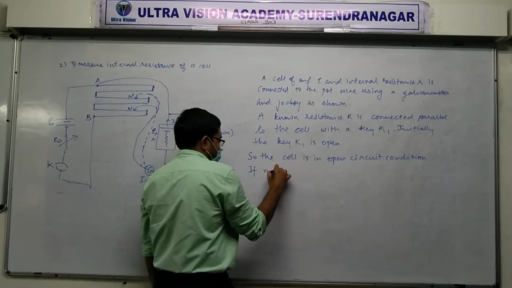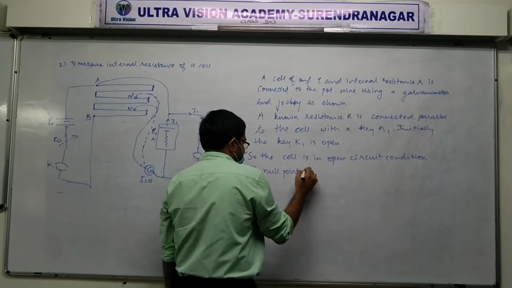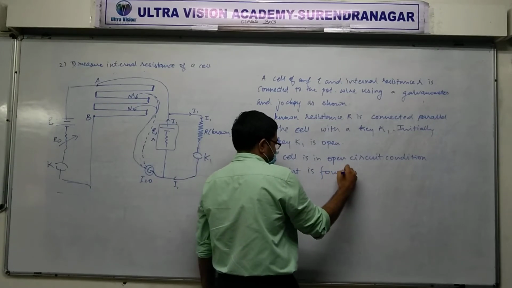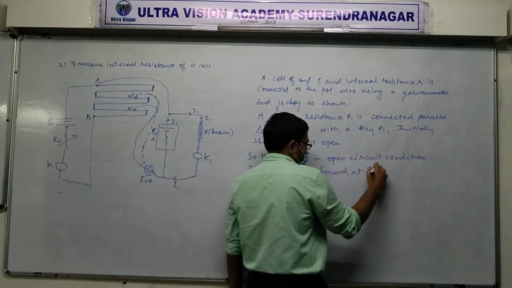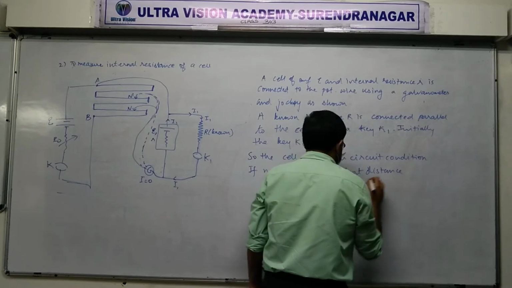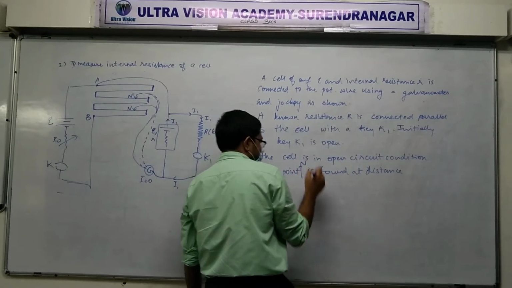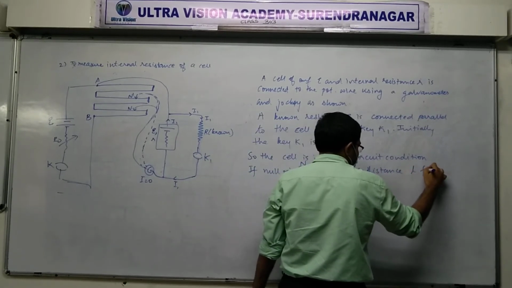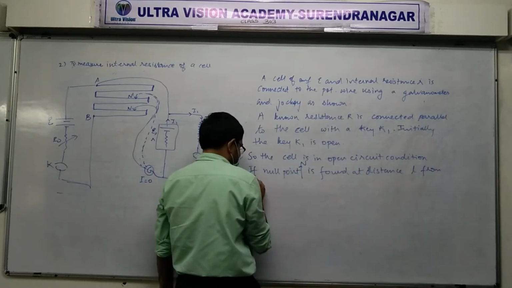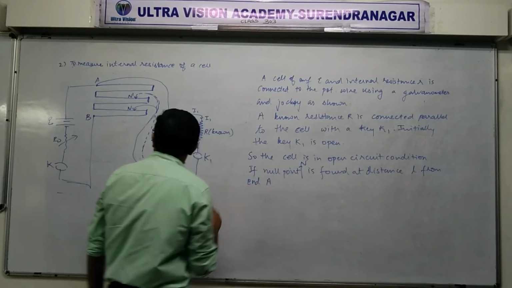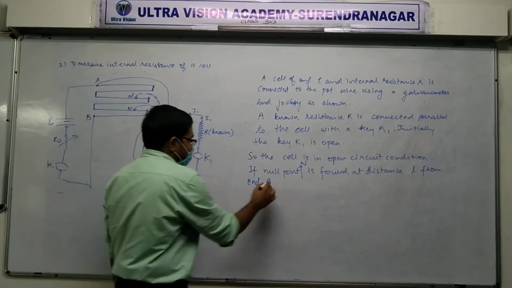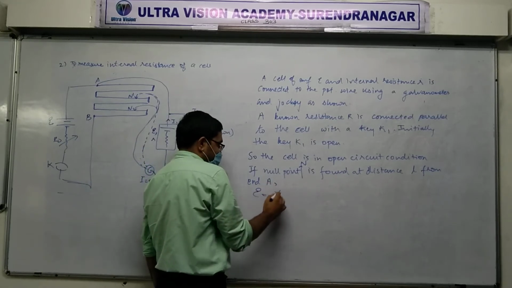If null point is found at distance, null point N is found at distance L from A. Epsilon is equal to phi L.